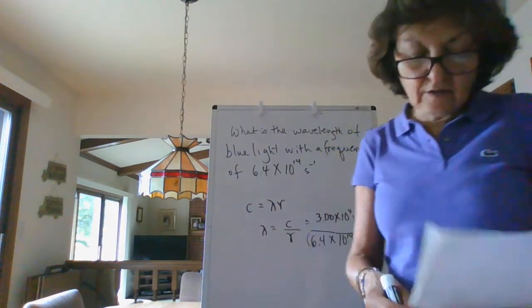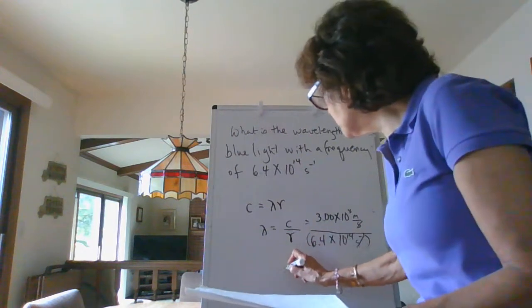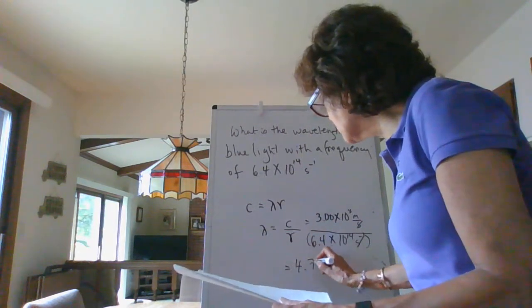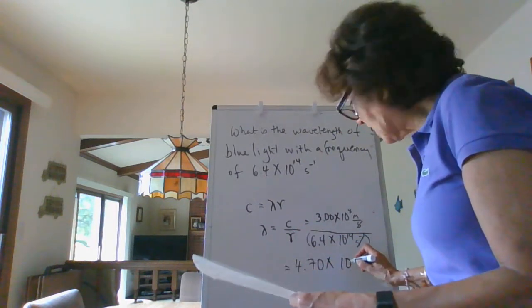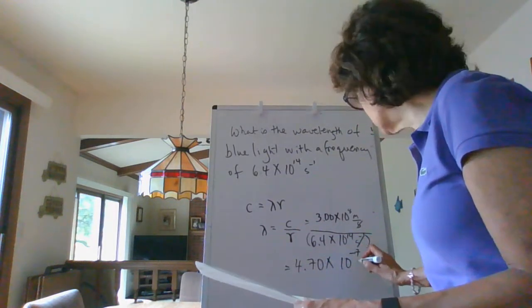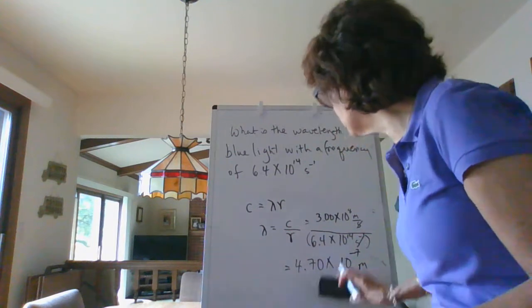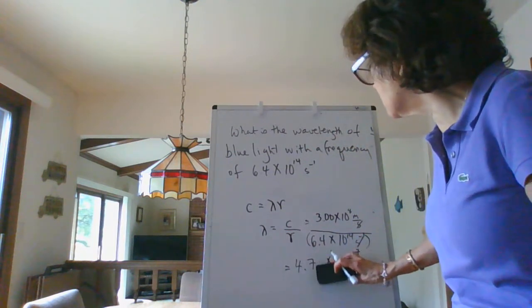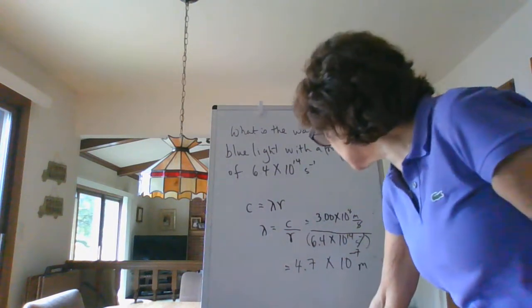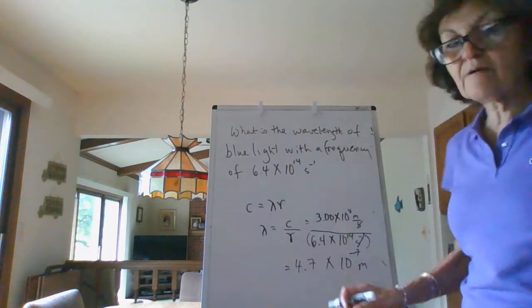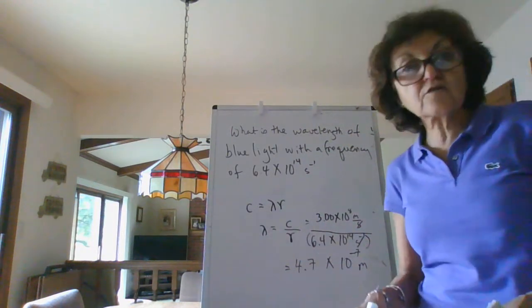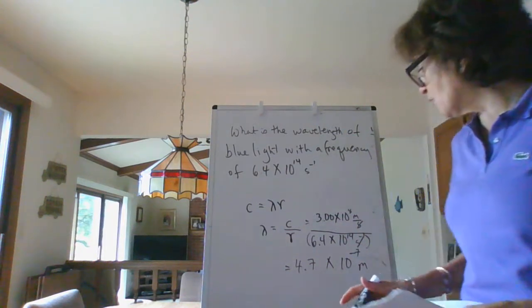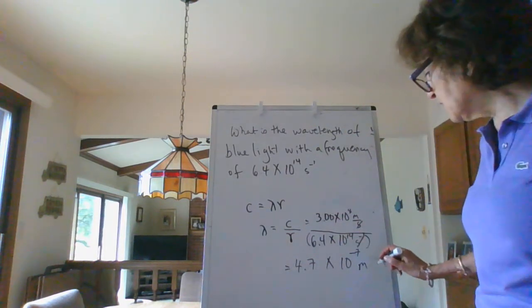Plug it into your calculator, and you're going to end up with the answer of 4.70 times 10 to the minus 7 meters. Actually, it should be 4.7 since we need only 2 sig figs here. So 4.7 times 10 to the minus 7 meters. What if they wanted the answer in nanometers? You should know how to convert to nanometers.